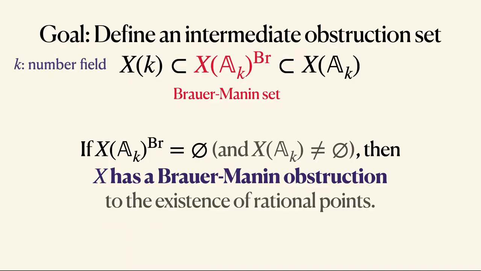All right, and as I said, the goal is to define this set. It's a set that the k rational points embed into, and so when this set is empty, then we say that there's a Brauer-Manin obstruction to the set of rational points. So this set is what we call an obstruction set, and this is the thing that I want to study.